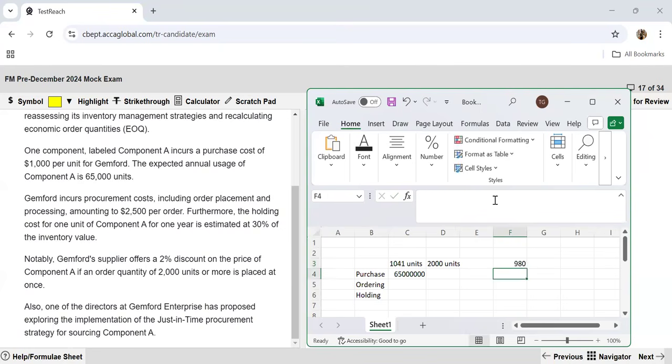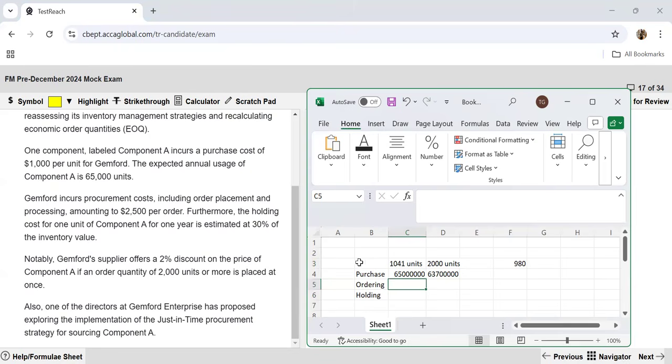So that means now your selling price, the price at which the vendor is going to supply it to you, is going to be 980, and annually you're going to buy 65,000 units. So this is what your total purchase cost is now going to look like. Then the next thing is the ordering cost.